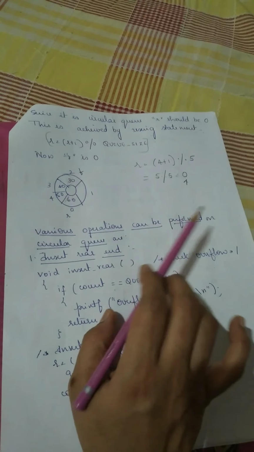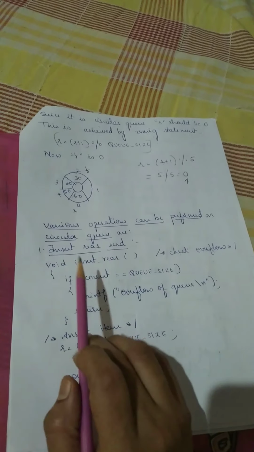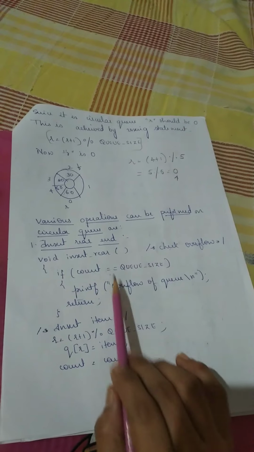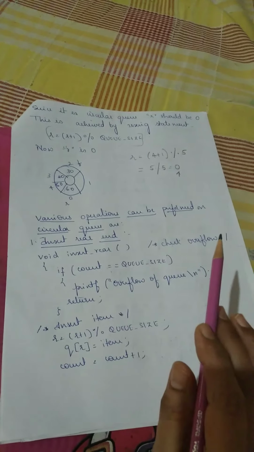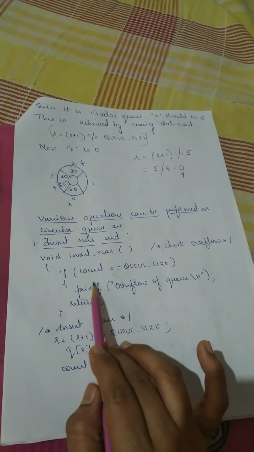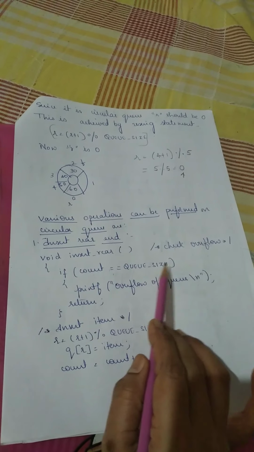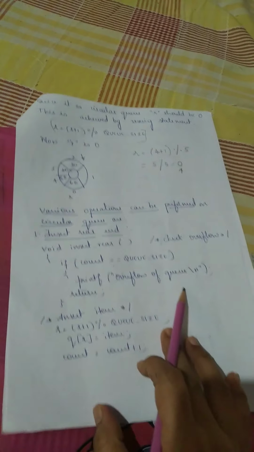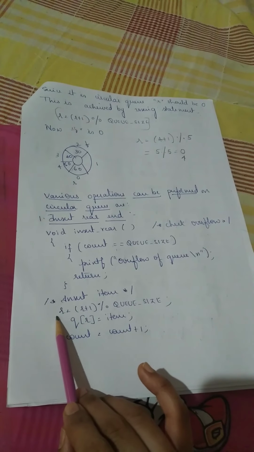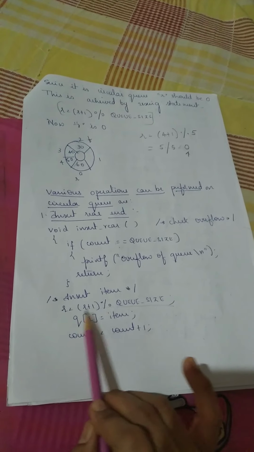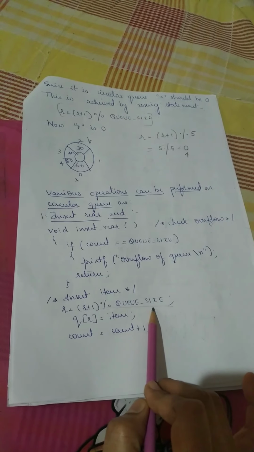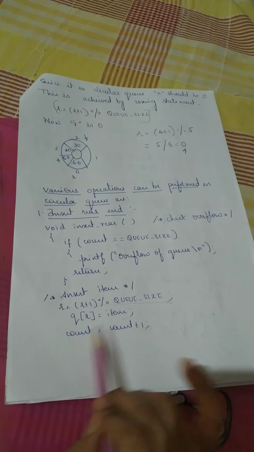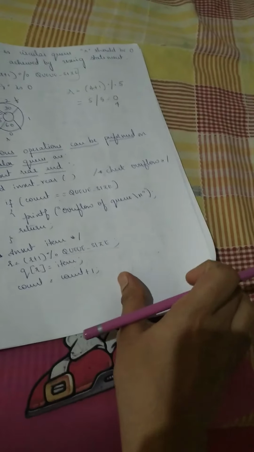The various operations which can be performed on circular queue are insert rear end. To insert rear end, first we need to check the overflow. Overflow, you know, right? If count, I'll take one more variable count, equals queue size, then overflow of the queue, or else return. Now, if I want to insert an item, I'll use this formula. R equals R plus 1 modulo queue size. Q of R is equal to item, increment count by 1.